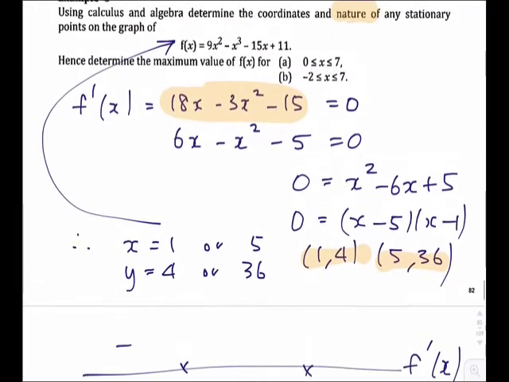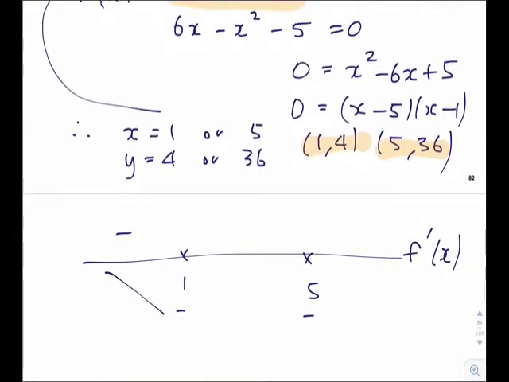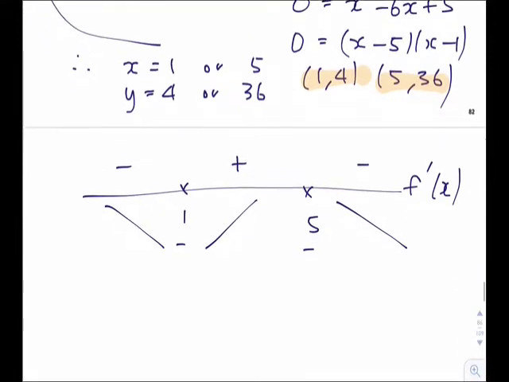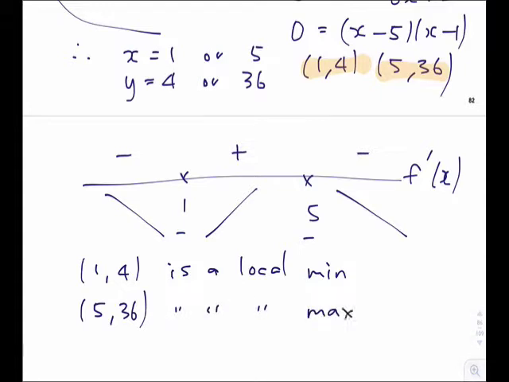Put in a value like 2 into there: 18 times 2 minus 3 times 2 squared minus 15. You'll find you get a positive number. Doesn't matter what number it is, as long as you know it's positive. And similarly for numbers bigger than 5, you get a negative number, so it's going down. So I can see that (1, 4) is a local minimum and (5, 36) is a local maximum. Cool.